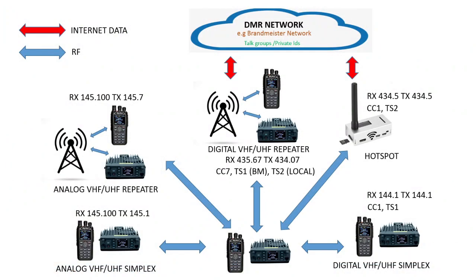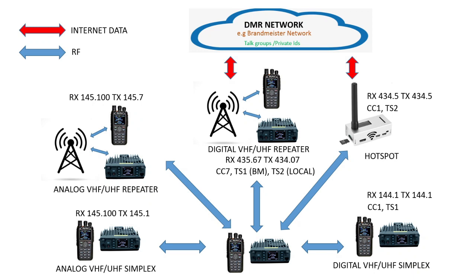Now let's go back to the screen. Now the third type of communication that we want to define is through a digital repeater. For a digital repeater, we know there are four parameters that we need to define: the RX frequency, TX frequency, color code, and time slot. Now for this particular repeater, they have defined the color code as 7. These are the RX and TX frequencies, as we know.